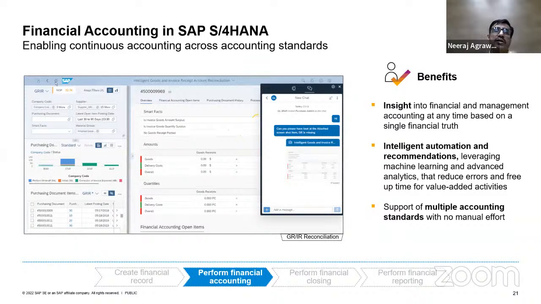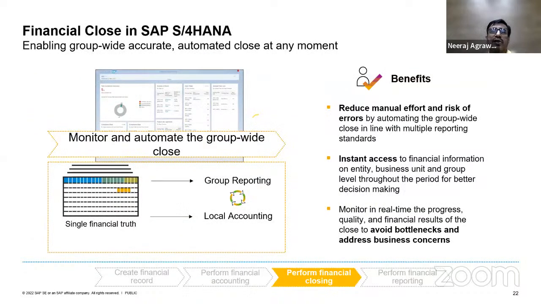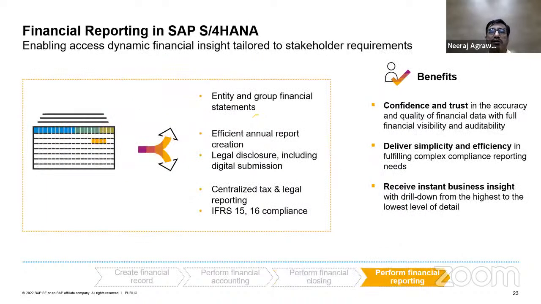Moving next. So how do we work? This is something I already told, that the accounting standards would be applied, and that will simplify things. Some of the things I've already spoken of here, group-wide accuracy and automations. I'm not going into much more detail on these slides, because these are things we have already covered.